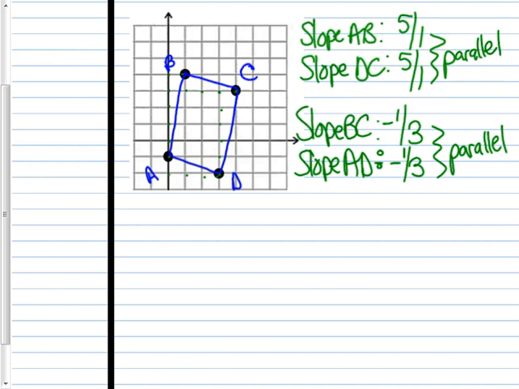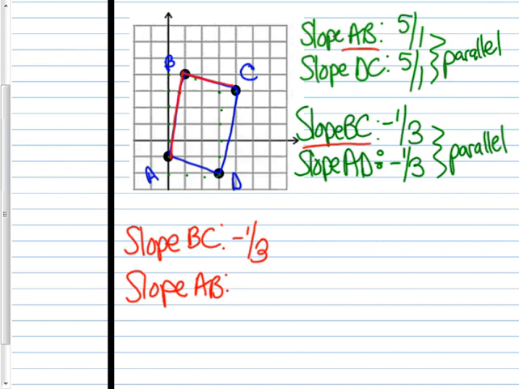We talked in last class that a rectangle needs to have right angles. In order for it to have right angles, that means the two lines that form the angle have to be perpendicular. So, BC and AB, are they perpendicular? What's the slope of BC and what's the slope of AB? The slope of BC, right here, is negative 1/3. And the slope of AB, right here, is 5 over 1. Are those opposite reciprocals of each other? No, they're not. Okay, so these are not perpendicular.